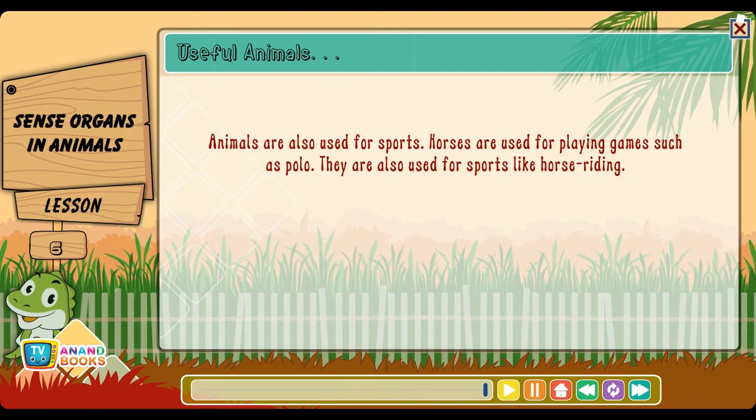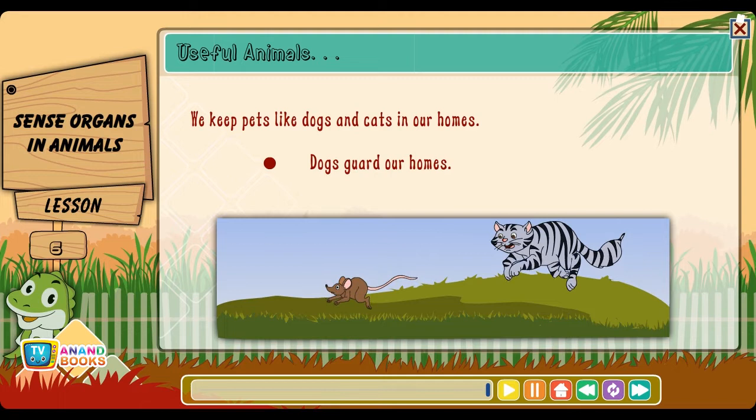We keep pets like dogs and cats in our homes. Dogs guard our homes. Cats keep rats away from our homes.